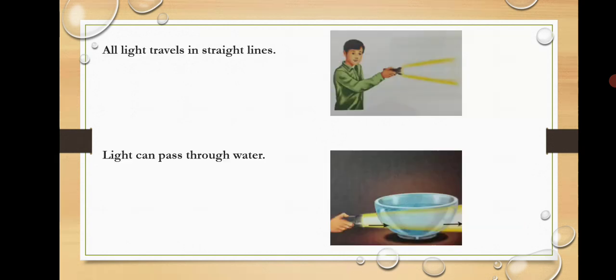Okay, the first main important thing is all light travels in straight lines. Look at the picture. The light comes from the torch, travels in a straight line, and light can pass through water. Look at the other picture. The light can travel through the water.